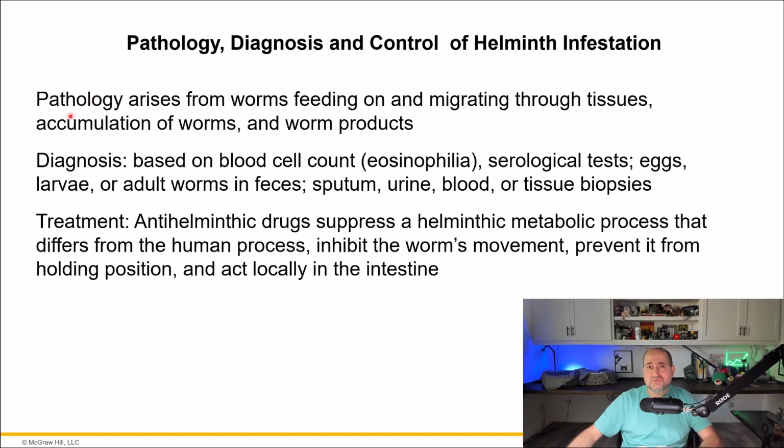And once those worms are inside our bodies, pathology, the disease, arises from those worms feeding on and migrating through our tissues. The accumulation of worms and worm products can cause damage to our tissues. To diagnose a worm disease, we can base it on a blood cell count, eosinophilia. Remember, the eosinophils are the white blood cells that attack helminths, and so they should be elevated if you have a parasitic infection.